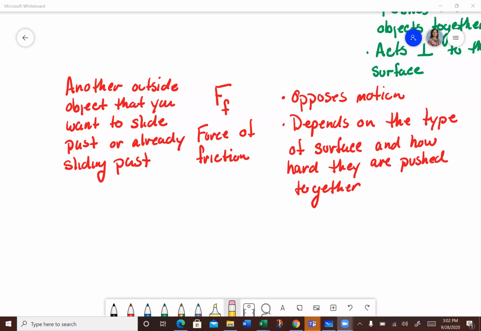Okay, we're going to continue where we left off. So with the force of friction, it's always going to oppose motion, depends on the type of surface and how hard they are pushed together. So with that, the force of friction has an equation as well, where the force of friction is equal to what we call the coefficient of friction times the normal force.